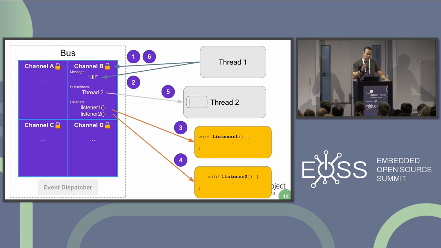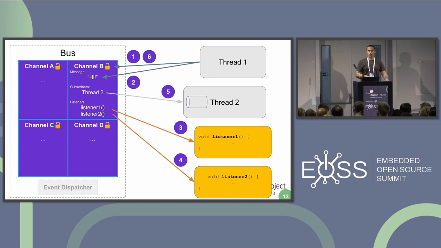So first, lock the channel. Second, you replace the message. Third, you execute the listeners, and then you enqueue the notification to thread two. In that example, I put here a queue, right? The notification queue is a message queue instead. In fact, when you are running inside a thread and you subscribe, you just receive a notification. The listeners are executed, but the subscriber just receives a notification, and with the notification, it can go there and take the information.